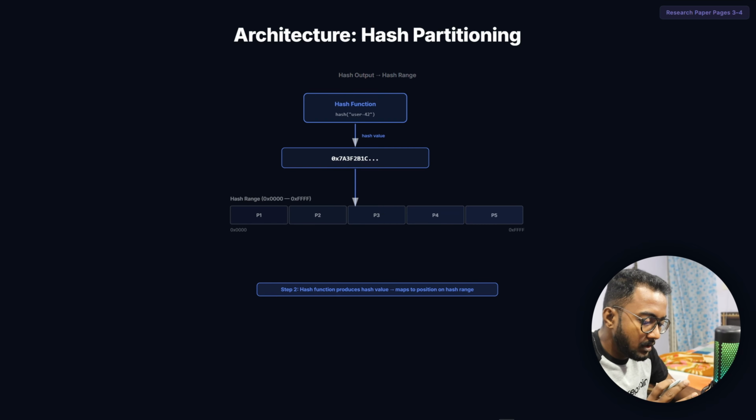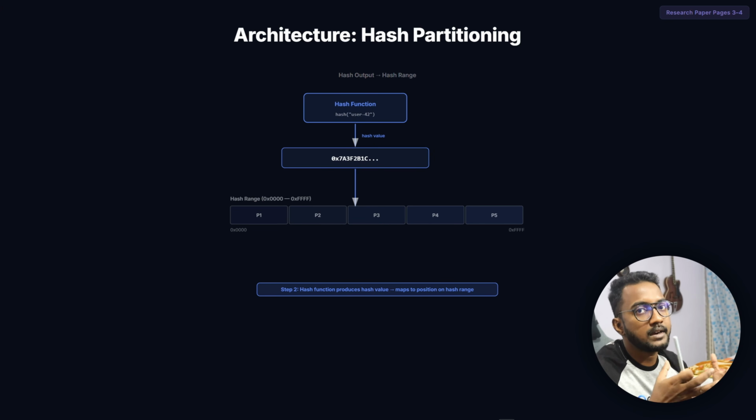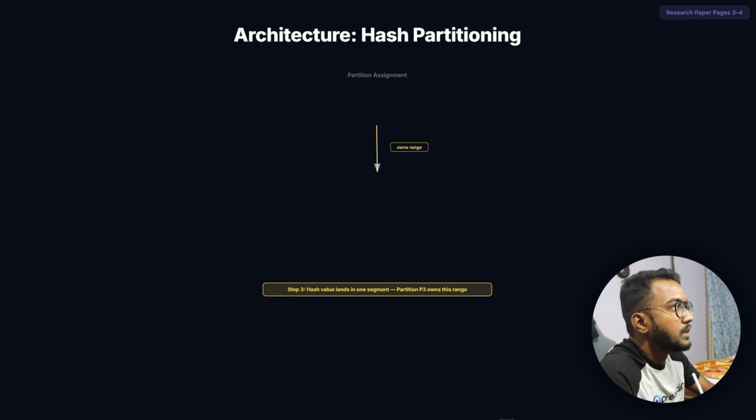So the hash output together with the sort key, because the sort key is also important, determines where the item is stored. Items that share a partition key will always stay together, and they will only be told apart when their sort keys differ. Okay, so now let's look at the next thing.